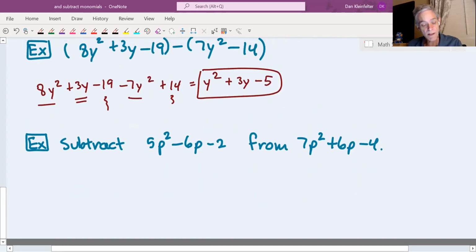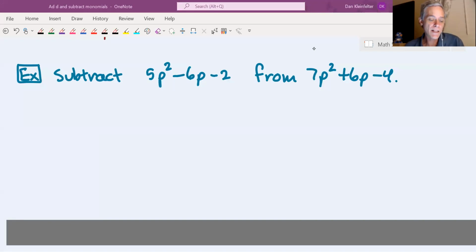Okay, so we have one more. This one has some wording in it that we've got to be careful of. Subtract 5p squared minus 6p minus 2 from 7p squared plus 6p minus 4. Take a minute, try that, restart the video, see how you've done. All right, let's see how you did.